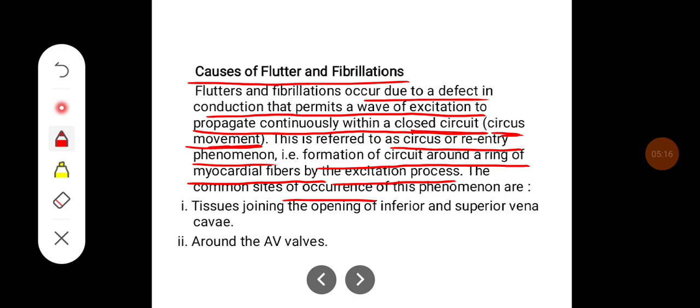The common sites of occurrence of this phenomenon are the tissues joining the opening of the inferior and superior vena cava and around the AV walls.